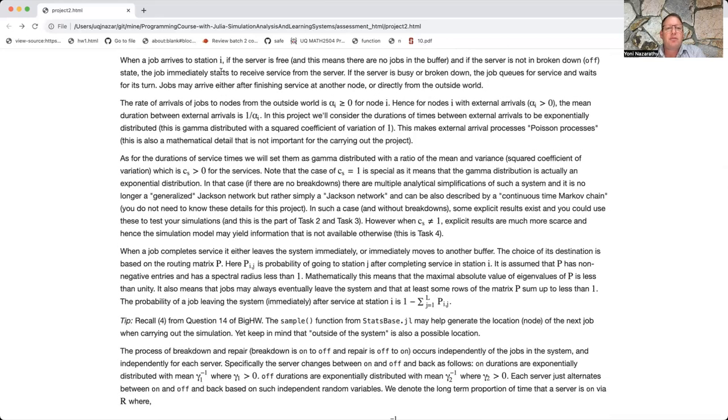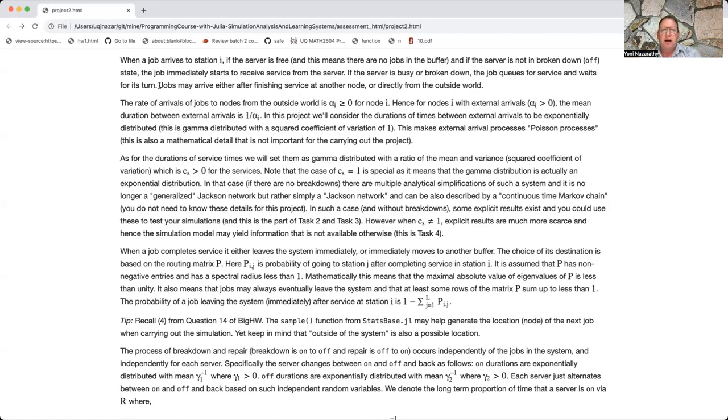When a job arrives to station I, if the server is free, meaning there are no jobs in the buffer, and it's also not broken down, so not in an off state, then it immediately starts service. It's coming to an empty server, so you start service. But if it's busy or broken down, then it queues and waits. If it's the only one there and the server is broken down, it just waits at the head of the queue. Otherwise, it waits behind other jobs.